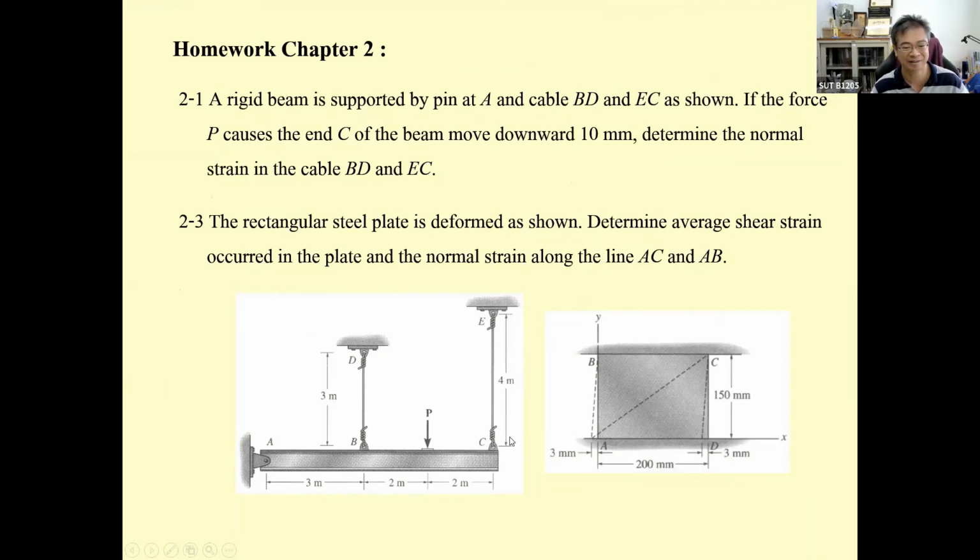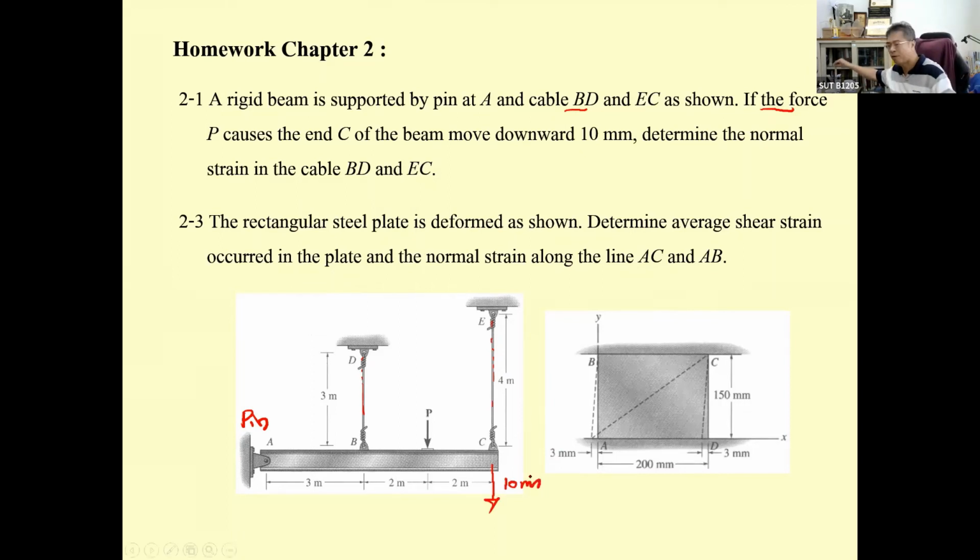In this analysis, the rigid beam is supported by the pin at A. This is a pin. This is a pin. And cable BD and cable EC. The force P causes point C to move 10 millimeters. That is going to be downward because the force P is downward. So this is 10 millimeters.